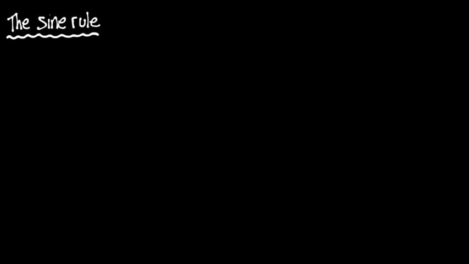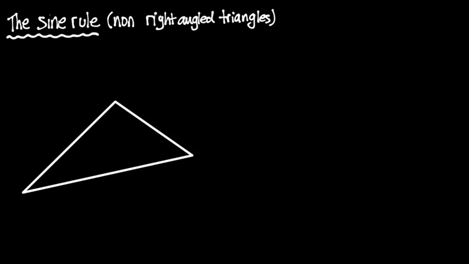Let's have a look now at the sine rule. This is something we can use for non-right angle triangles. Previously we've been working with the trigonometric ratios, sine, cos and tan, and they relate to right angle triangles. But we've got a couple of rules we can use now when we're working with triangles that are not right angles. So here's an example triangle.